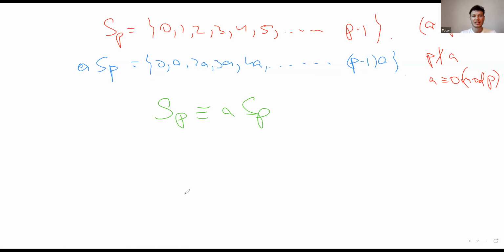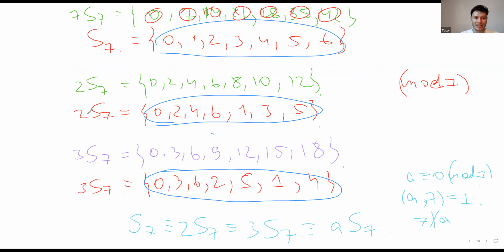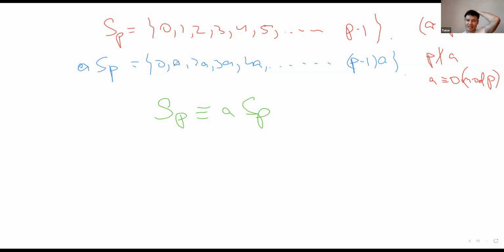The only thing that can happen is that these numbers get shuffled around, but they're going to be the same numbers. Same way as in here, if you look at the set 2 S_7, the numbers in here are the same as the numbers here, just shuffled around. If you look at 3 S_7, again the numbers are shuffled around, but I claim they're the same numbers. So let's try and show that this set has the same numbers as this set.